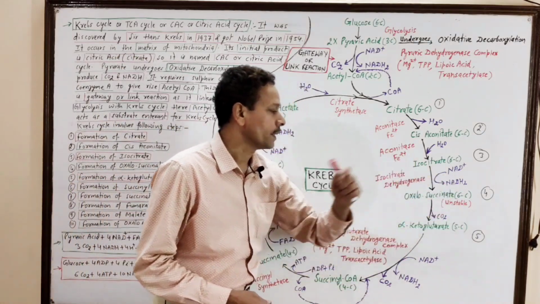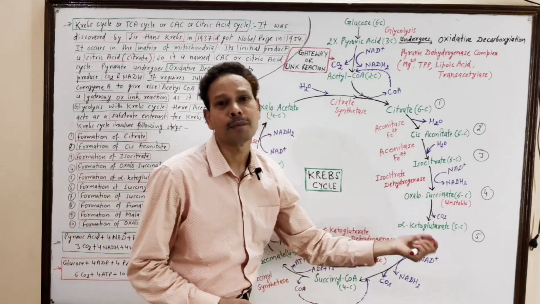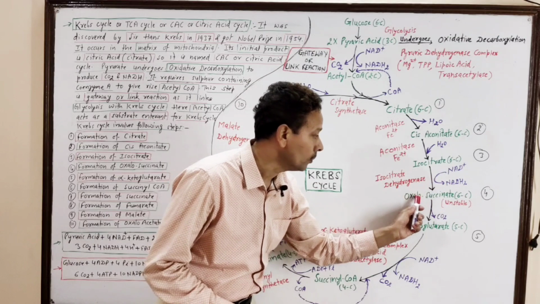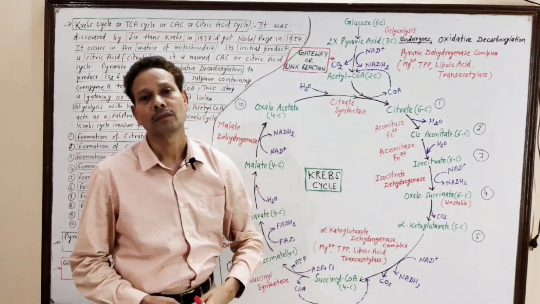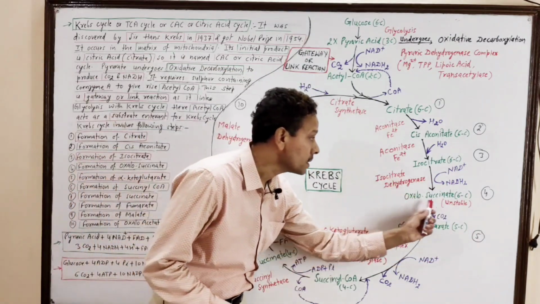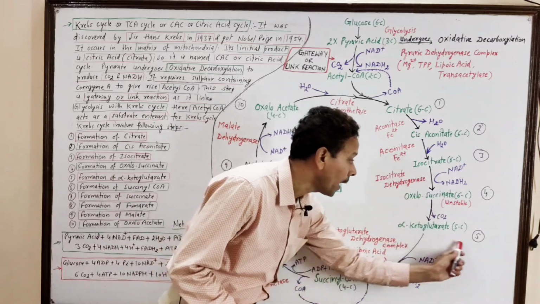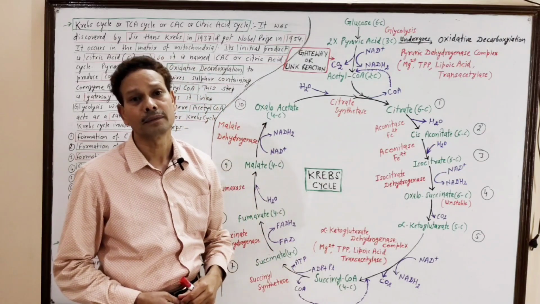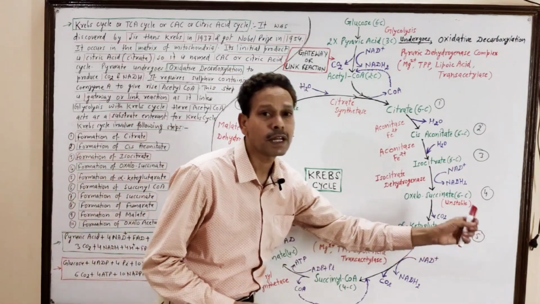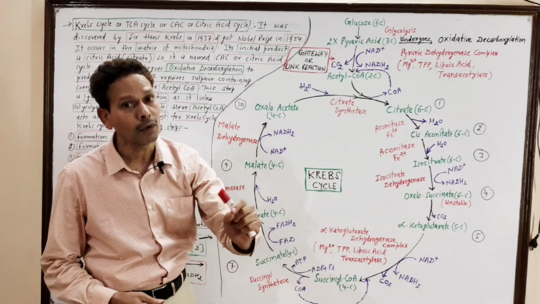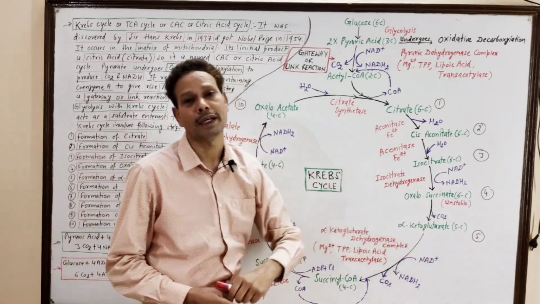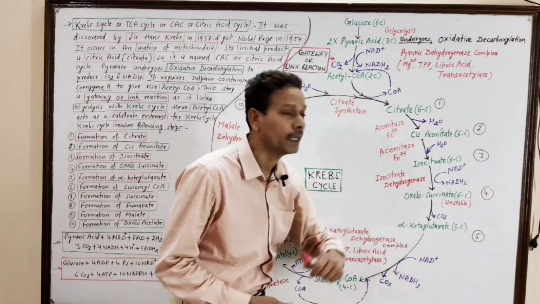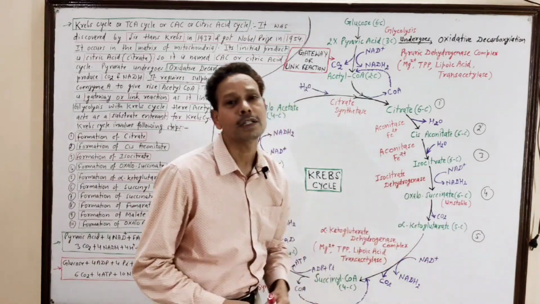This oxalosuccinate is an unstable compound. Immediately, this 6 carbon compound removes 1 CO2 and changes into a 5 carbon compound, that is alpha ketoglutarate. Means the fifth step is formation of alpha ketoglutarate, a 5-carbon compound, because the unstable oxalosuccinate removes one CO2.